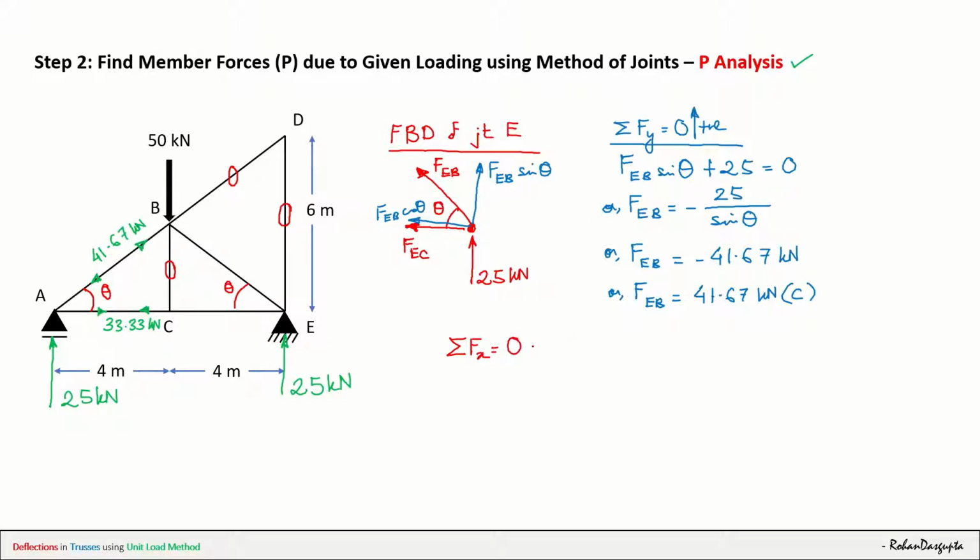So now let us move on towards summation of Fx equals to 0. Let us consider left side as positive. Your focus should be on the free body diagram only. Since left side is positive, so FEC plus FEB cos theta is equals to 0, or FEC is equals to minus FEB cos theta.